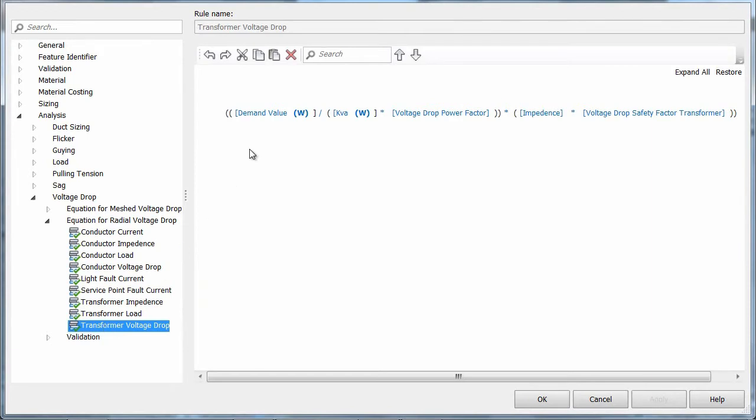You see the actual formula that's encompassed within AUD as the demand value divided by the KVA times the voltage drop, etc. Should this not be the specific voltage drop formula for an individual utility, simply coming in here as the administrator allows the modification to this formula to be specific for that individual utility.